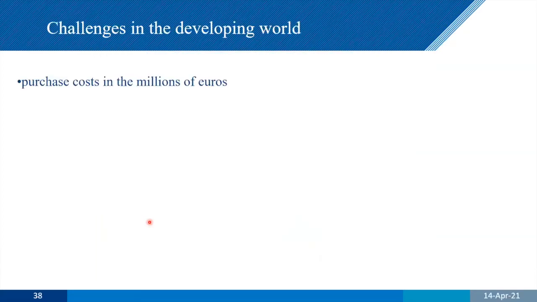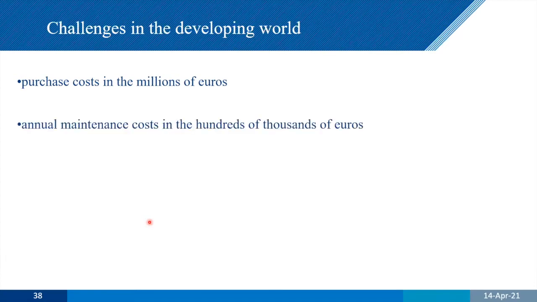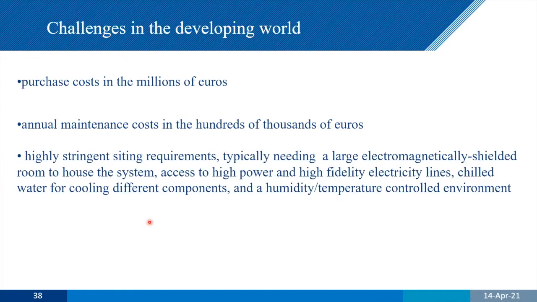And the challenges are effectively this: the purchase cost is in millions, but that isn't the biggest problem. At each place, getting some money for something is not necessarily the biggest problem. The issues come in annual maintenance, hundreds of thousands of euros, as we all know, recurring costs all the way down. And it's got to be sited, right? It's got to be in a shielded room. It's got to have high power. It's got to have high fidelity electricity lines. You can't have power cuts every 3 hours. You've got to have chilled water. You've got to have this, that, and the other. So all of those things cost an enormous amount of money, and of course are not very available. And then running an MRI machine, it's difficult. We have highly trained techs.